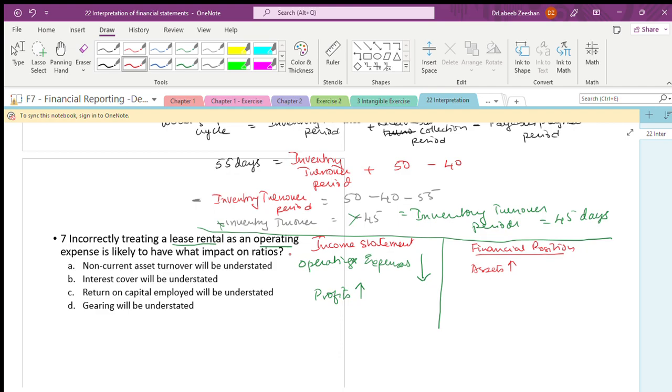Is that we want to know what will happen? Is it right? Gearing will be understated. Is it when we are doing the things? Is it when we are doing that? What will happen? Profits will increase.